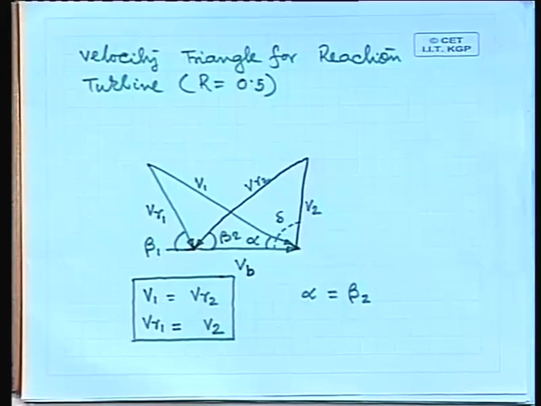Now, you can see the difference between your impulse turbine and reaction turbine. In case of impulse turbine, I have told generally symmetric blades are used. What does it mean? That beta 1 is equal to beta 2. In most of the design, we will have beta 1 is equal to beta 2, but here beta 1 need not be equal to beta 2, but alpha that will be equal to beta 2.